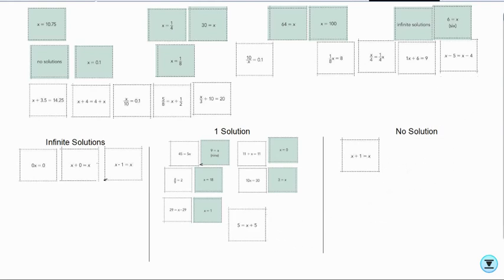Let's look at this one. 5 is equal to x plus 5. Well, this clearly matches with 0. And so it's actually going to be here with the multiplication and the others.